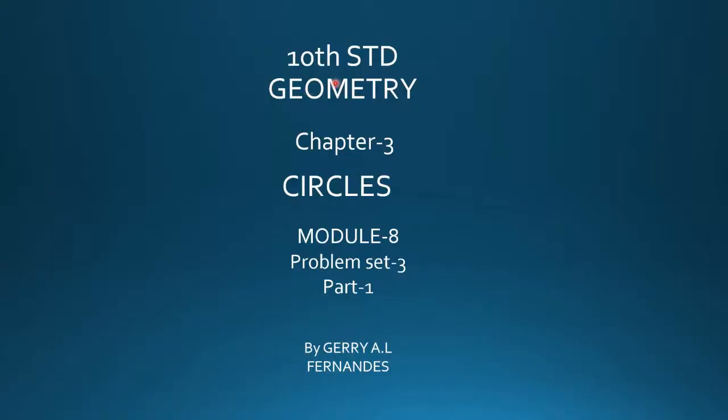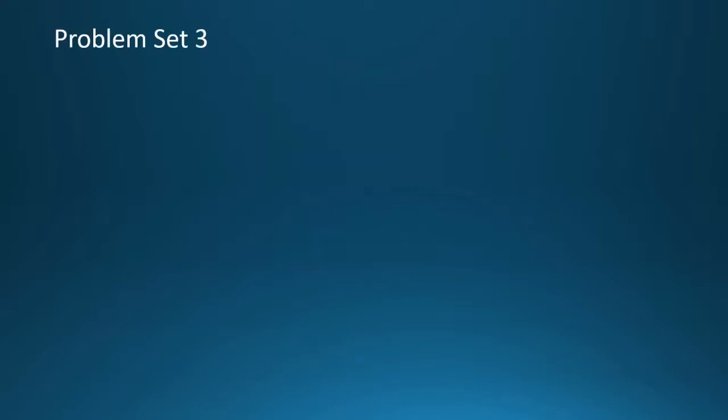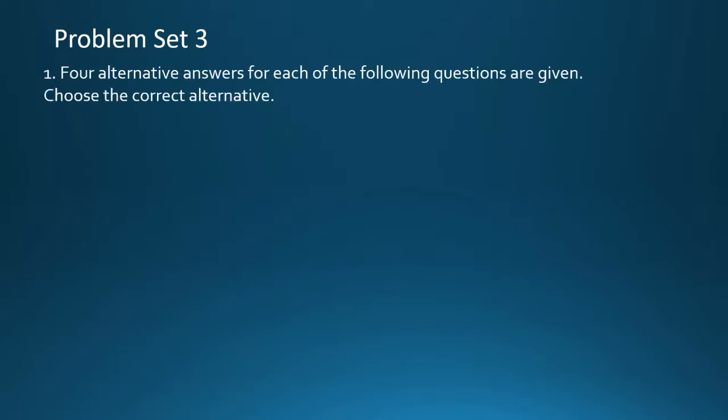10th Standard Geometry, Chapter 3, Circles, Module 8. In this module, we'll study Problem Set 3, Part 1. Let us start with the first question in Problem Set 3, that is choosing the correct alternative and giving the right answer.